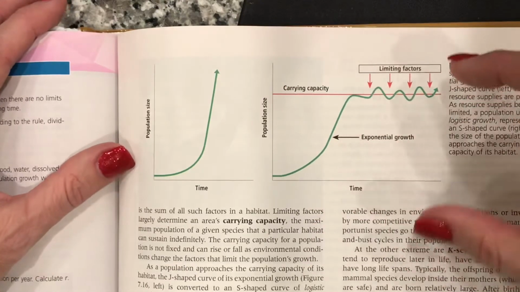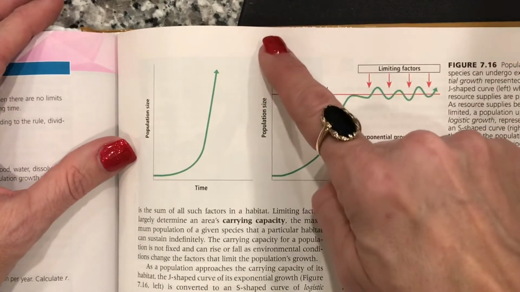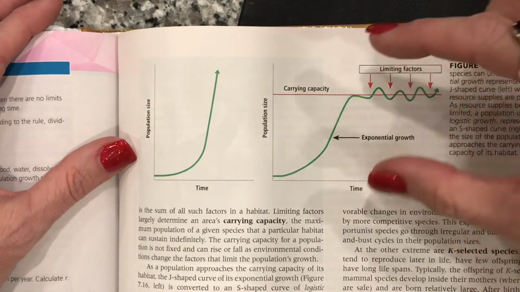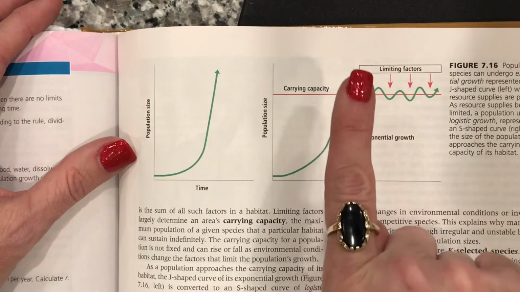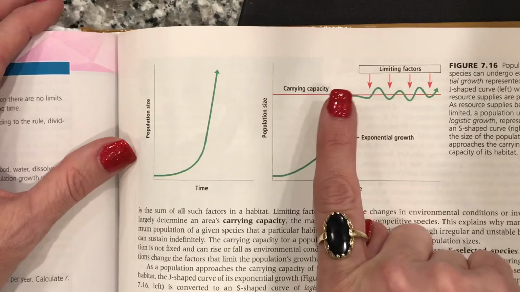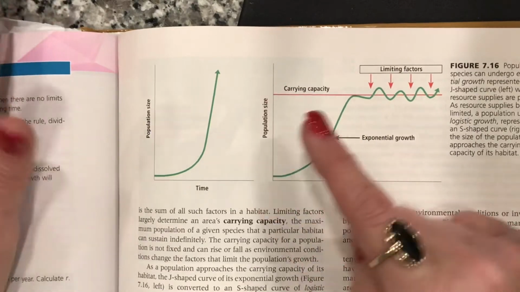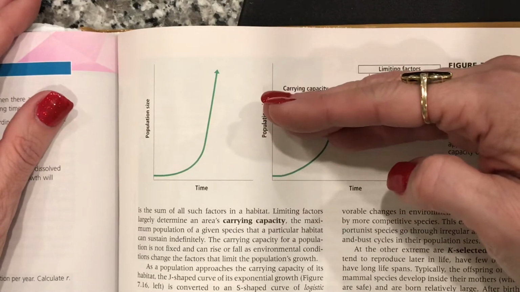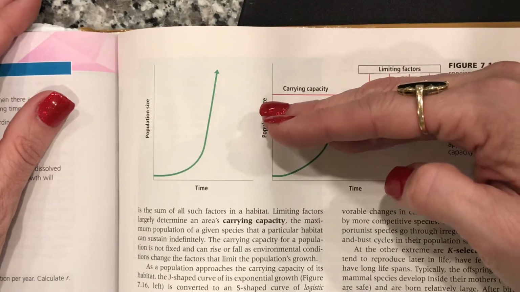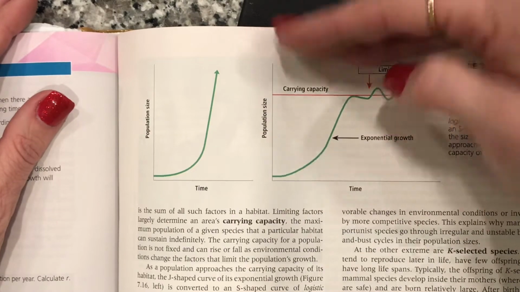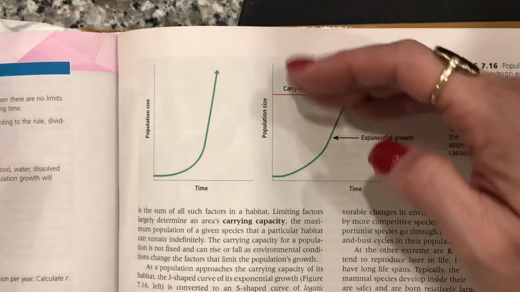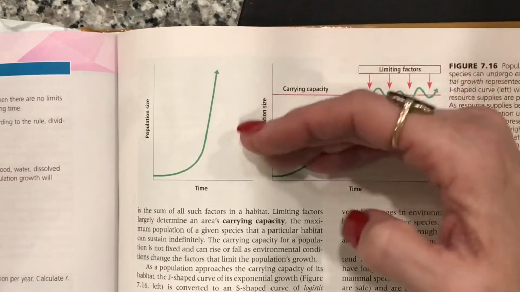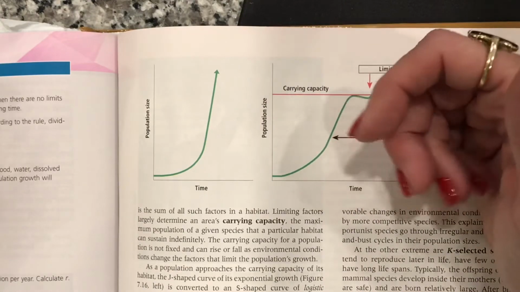To zoom out and just reorient you to what's going on, population size, time, this is one population of one species in one place. So again, let's talk about Burmese python. Their carrying capacity may be very low in their native land, given all of their factors, but then very high in the place where they're invading, again, for other reasons. This carrying capacity line can go up and down depending on changes in the environment.